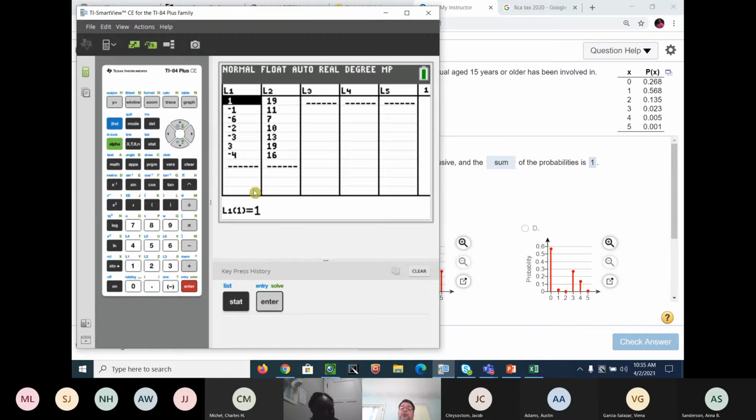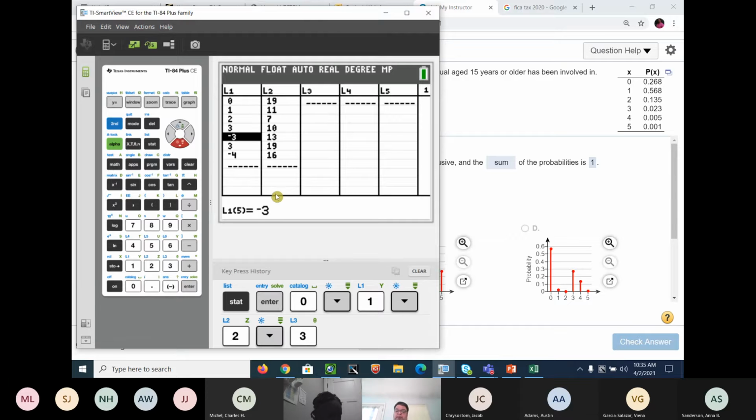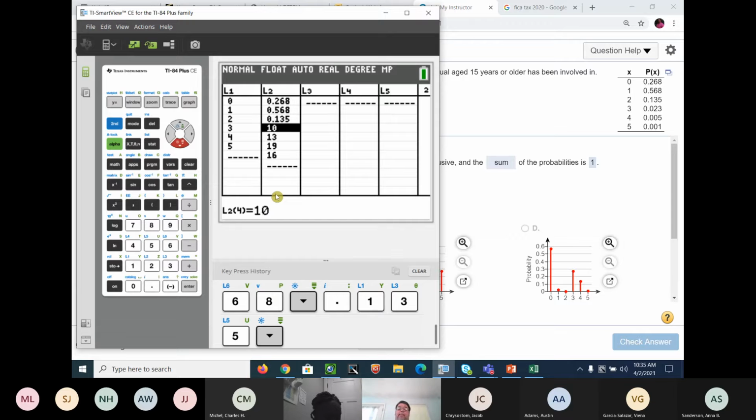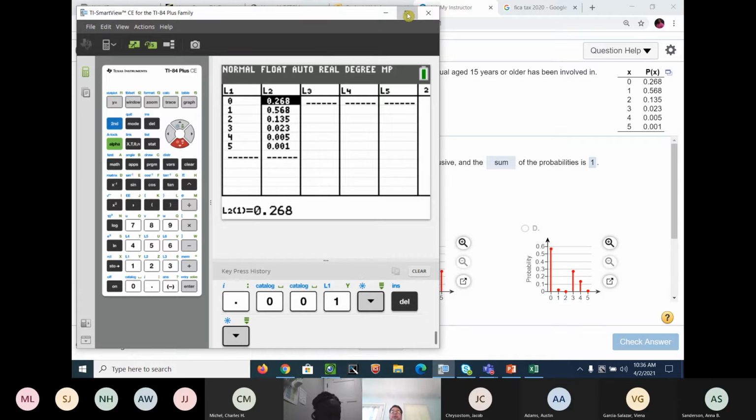And I've got a bunch of junk in here, so I need to put 0, 1, 2, 3, 4, 5, and delete. I want everybody to get this in your calculator. 0.268, 0.568, 0.35, 0.023, 0.005, 0.001, and delete. Okay, and I'm going to leave that on the board for you until everybody gets it typed in your calculator.